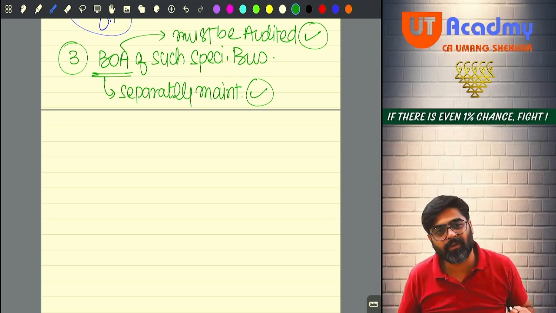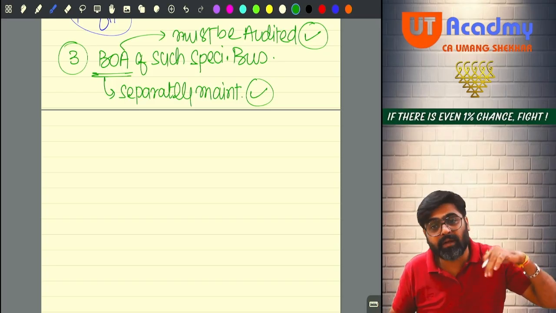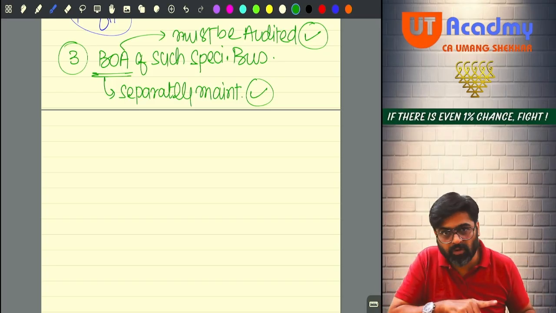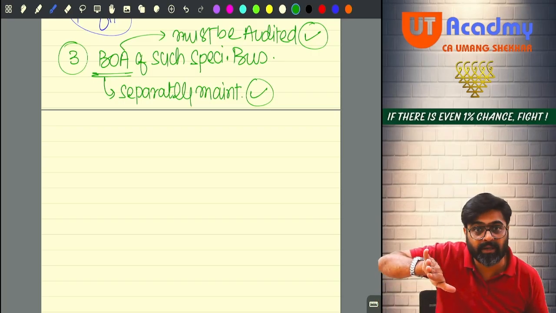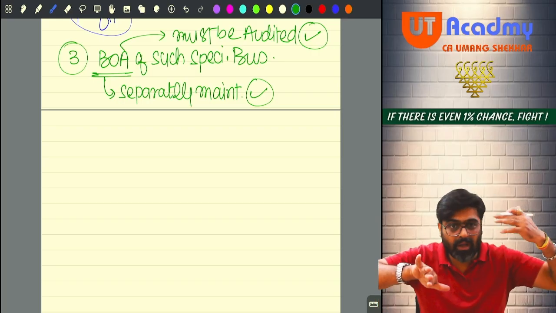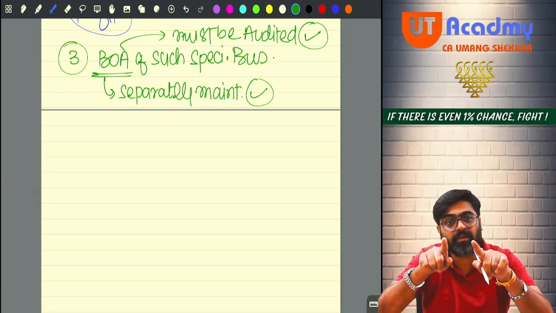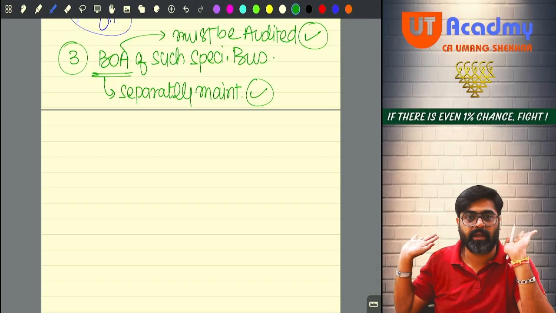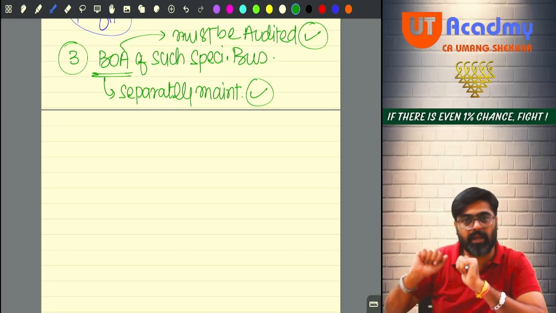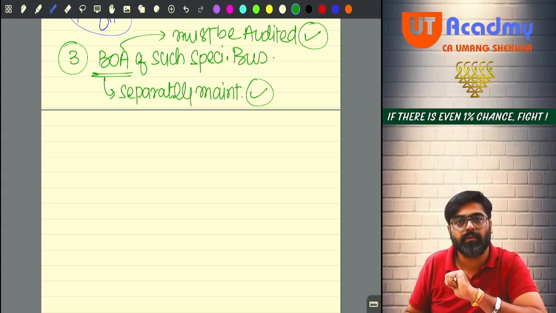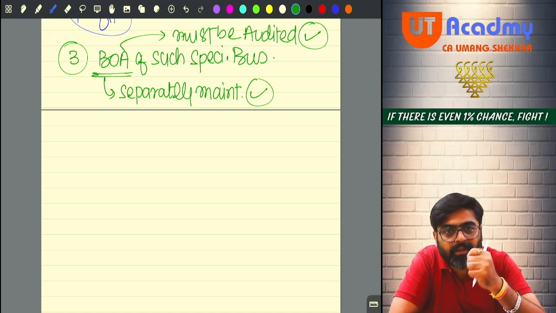You will say books are not maintained. So from where will we come to know? How will we verify without your books? So your books must be compulsorily maintained. But the books for this business have to be separate. All the other things you do separately, but for this specified business, the books must be maintained separately. Their transactions have to be recorded separately.